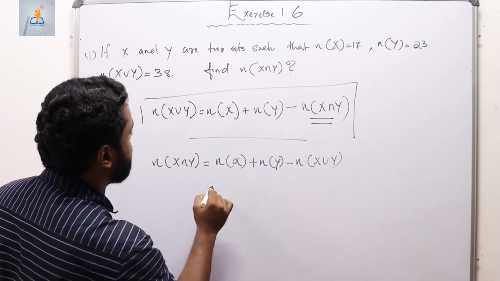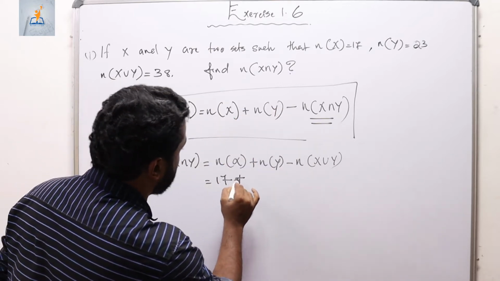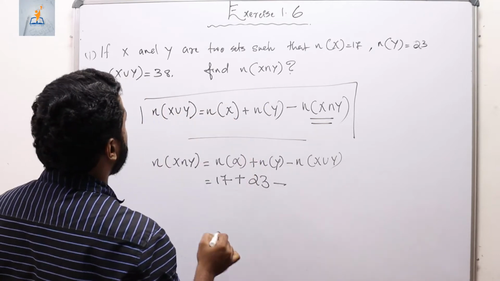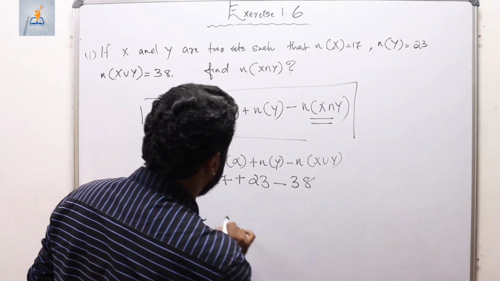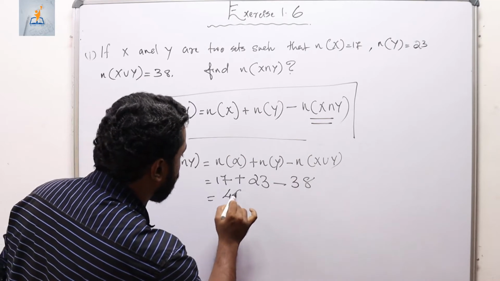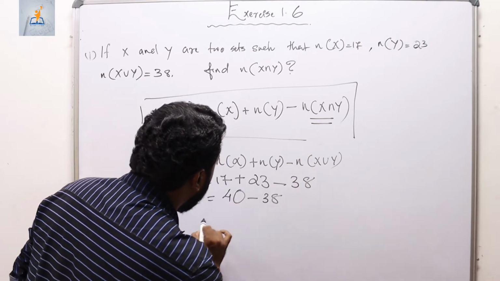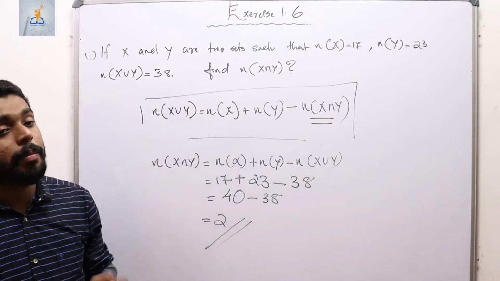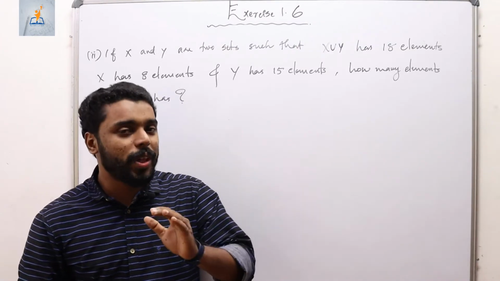What is n of x here? It is equal to 17 plus, what is n of y here? 23 minus n of x union y, which is equal to 38. 17 plus 23 is equal to 40, minus 38, and the answer is 2. That's it, the question number 1. Now coming on to the second question.